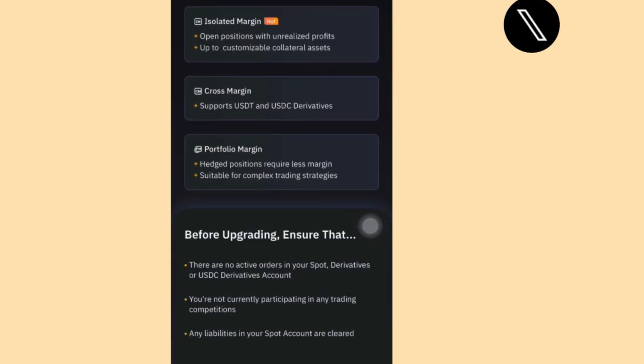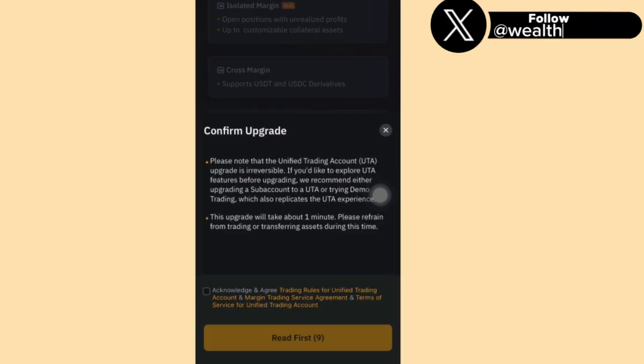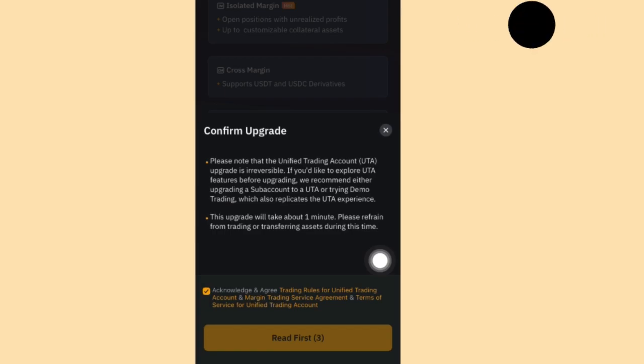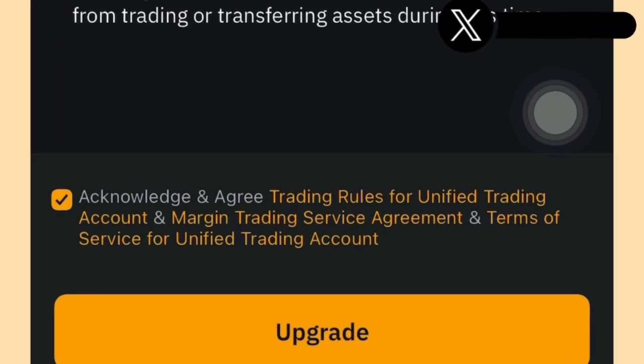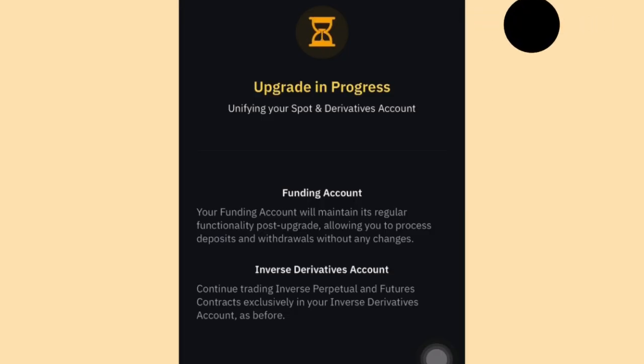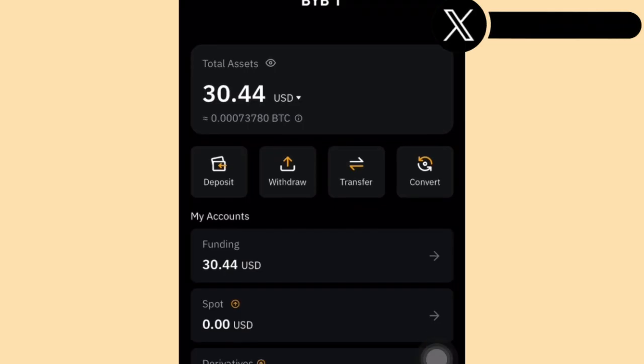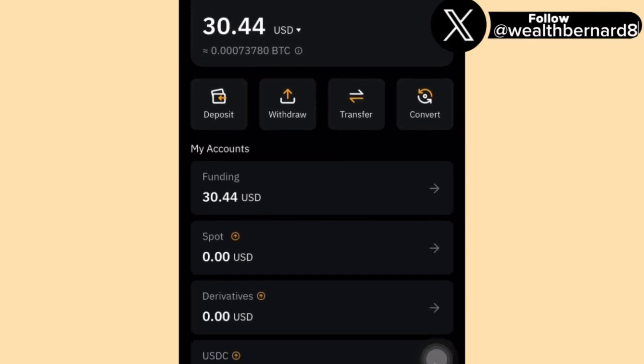What you want to do is click on Upgrade. When I click on upgrade, I'm going to click on Acknowledge, and it says read first in 5 seconds. I'm going to allow that to read for the 5 seconds, and then click on Upgrade. Once I click on upgrade, voila, you can see it says Upgrade in progress, unified your spot trading. We're going to click on OK, and boom, here we are. Our account is now on unified. I'm going to refresh the page right now.